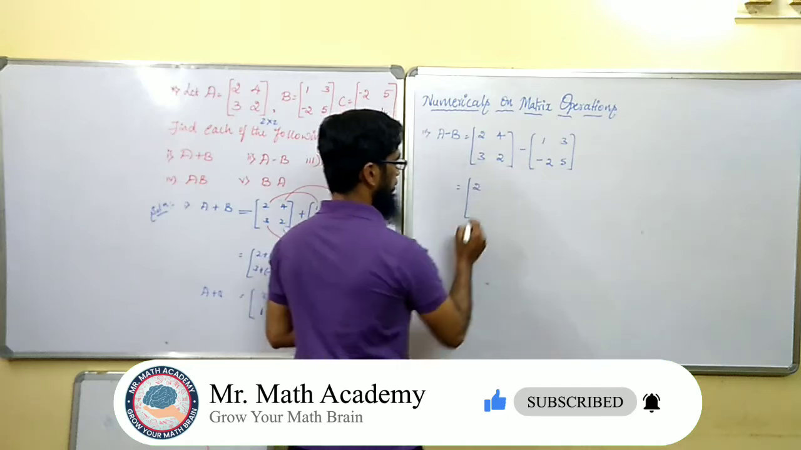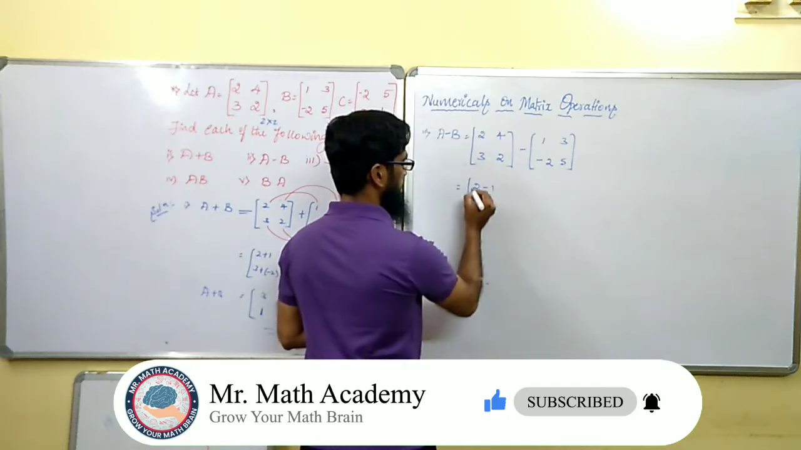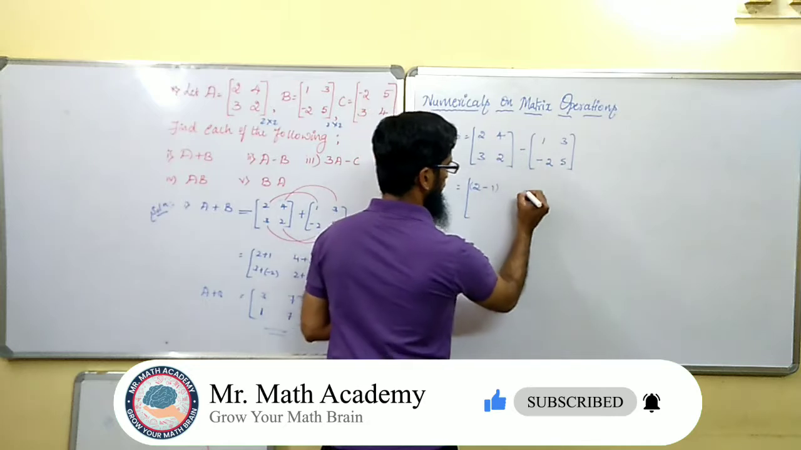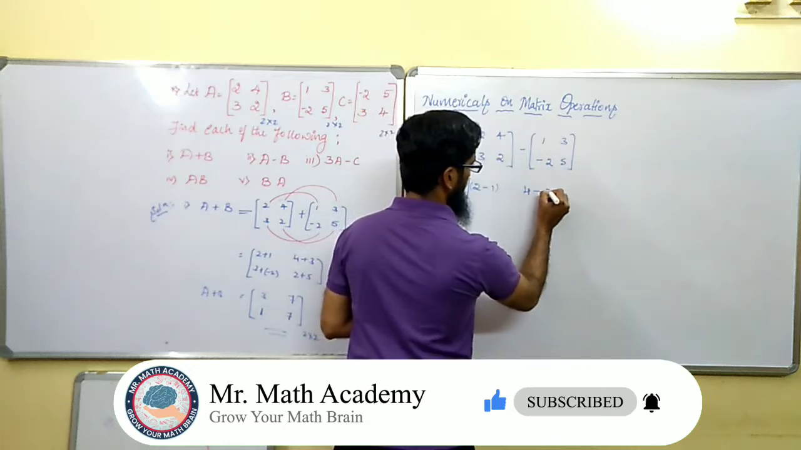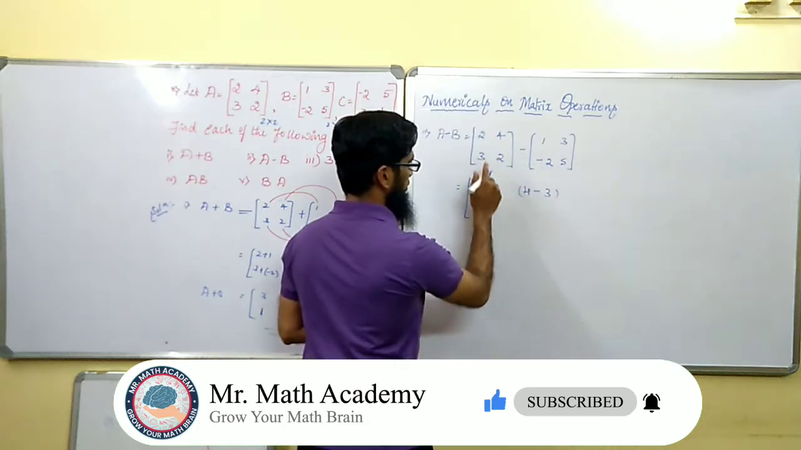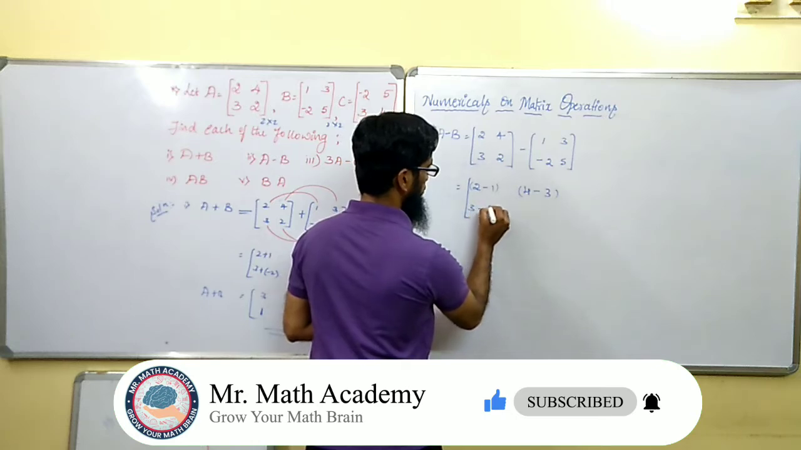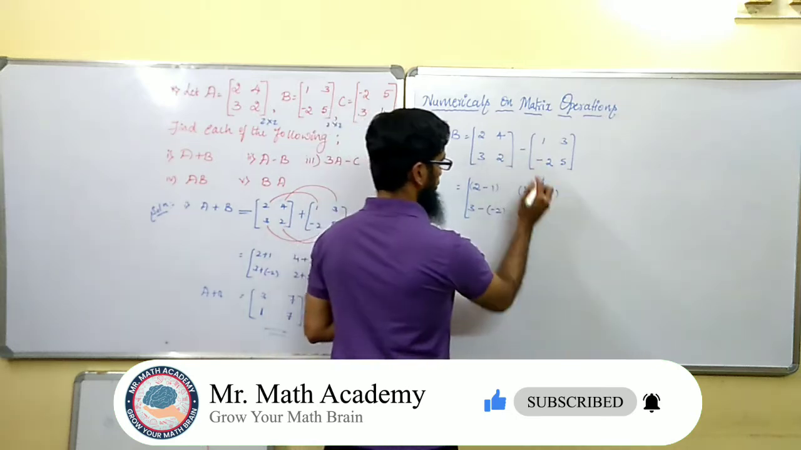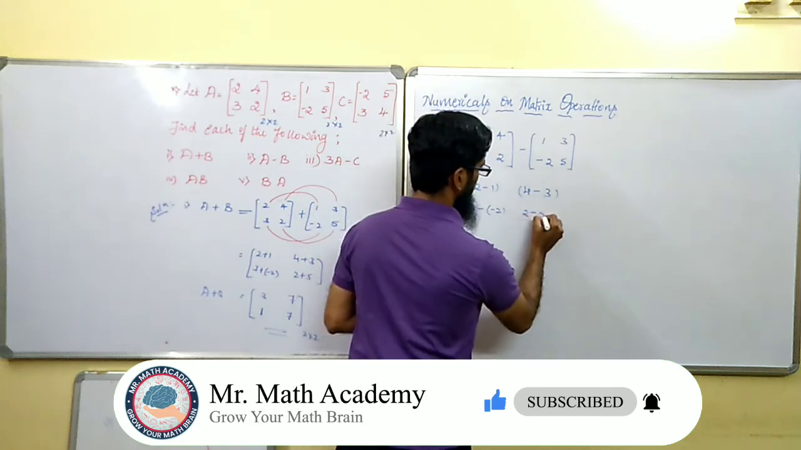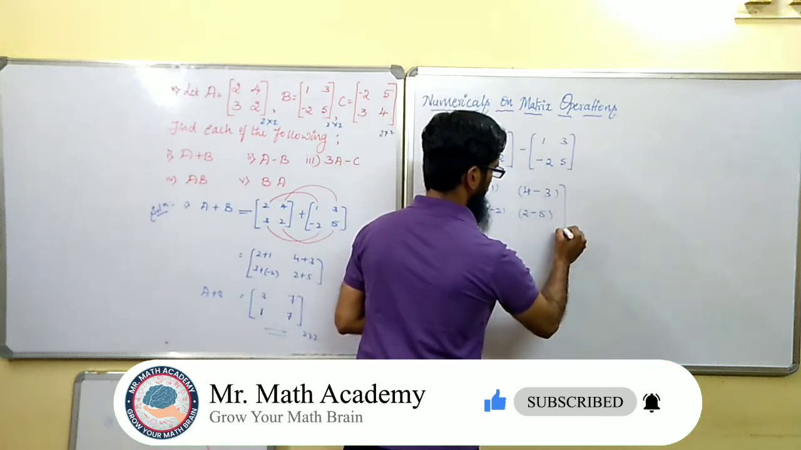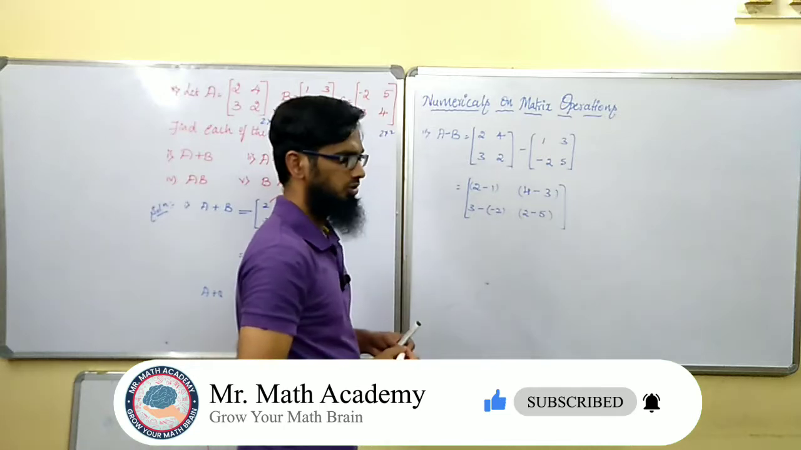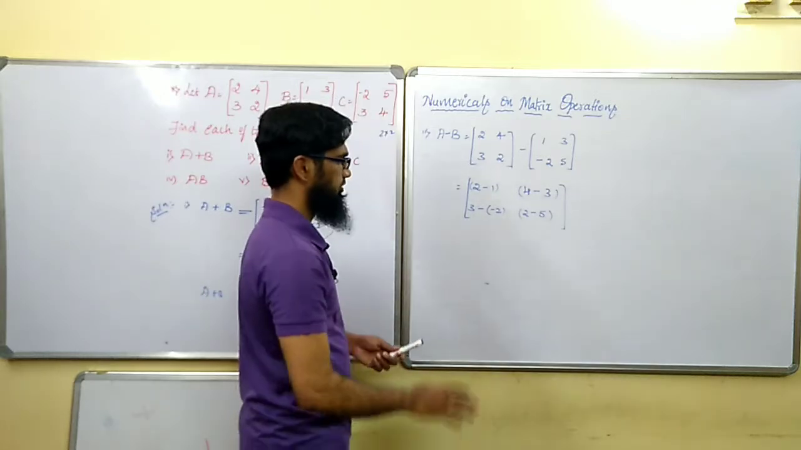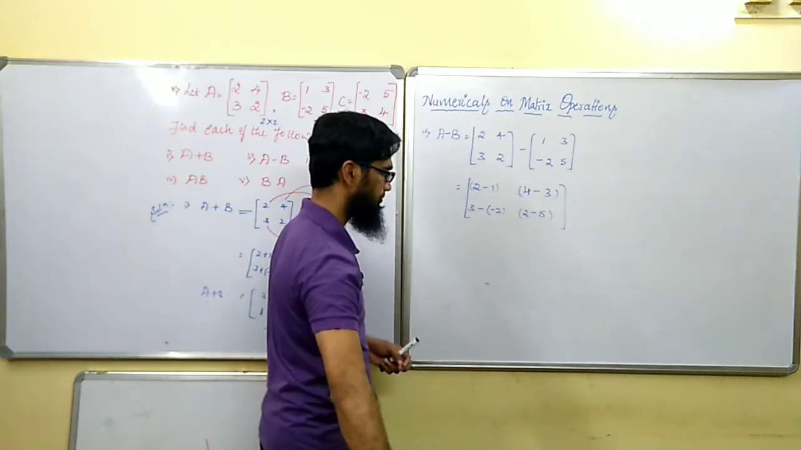Okay, so 2 minus 1, again 4 minus 3, again 3 minus of -2, and 2 minus 5. So this is the matrix we are getting here. Now finally we'll go further, with just the simplification of this.